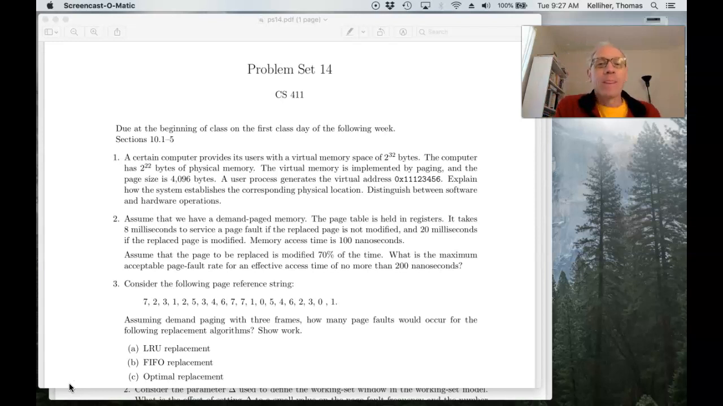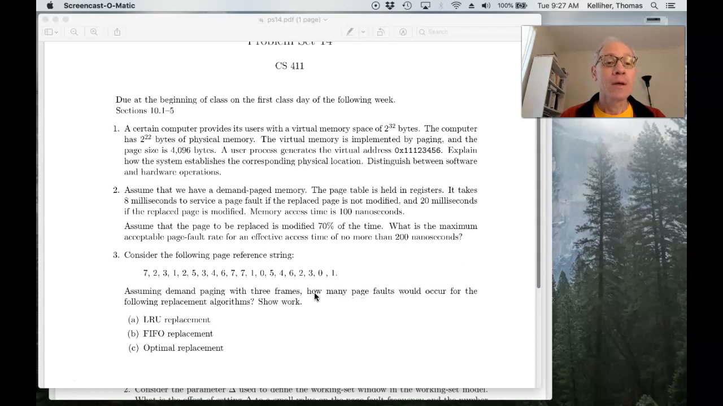All right, this is the introduction to the current problem sets 14 and 15. So let's get into it. All right, problem one here.